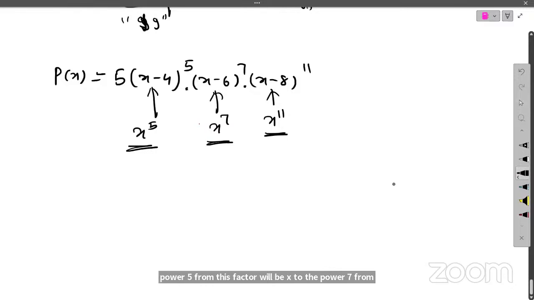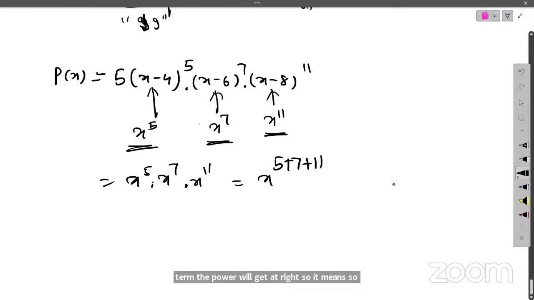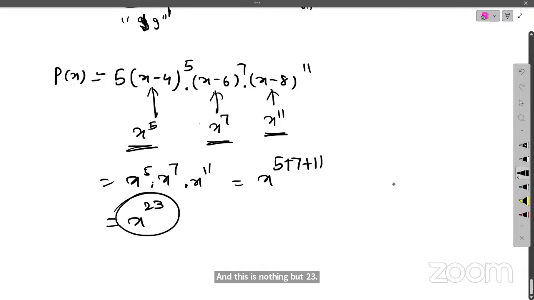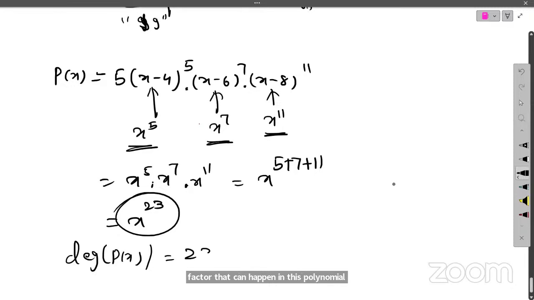And since you are multiplying all those factors, you multiply all these terms. So x to the power 5 multiplied by x to the power 7 multiplied by x to the power 11. If you multiply the terms, the powers get added, right? So x to the power 5 plus 7 plus 11, and this is nothing but 23. So x to the power 23 is the maximum power that can happen in this polynomial p(x). That's why the degree of p(x) is 23.